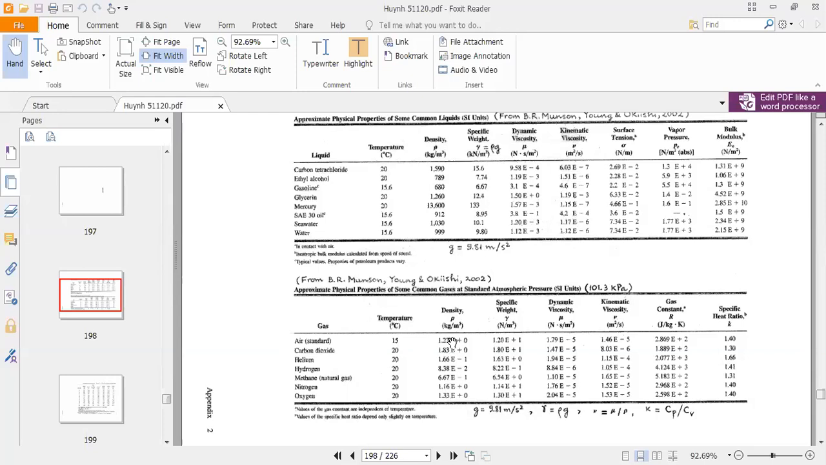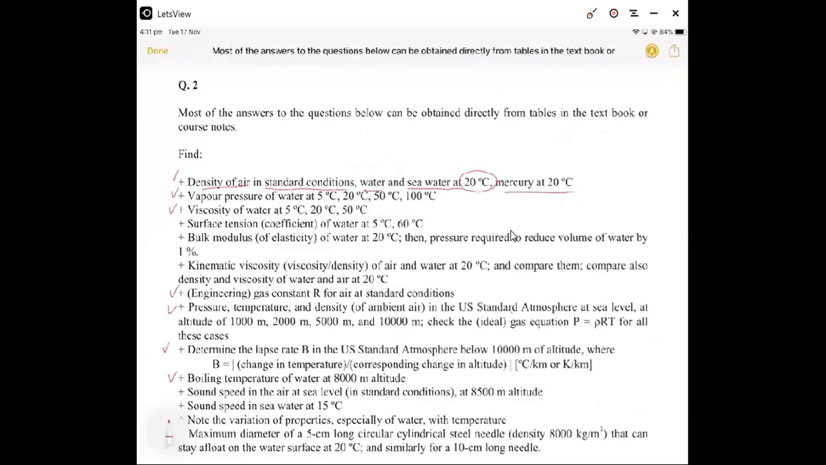In the first week we study fluid mechanical properties, and to find properties, you need to know where to find the tables, in the course note. First one here: density of air in standard condition. Use table 2.